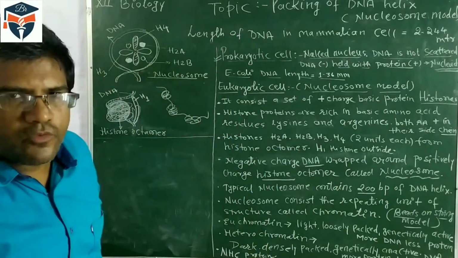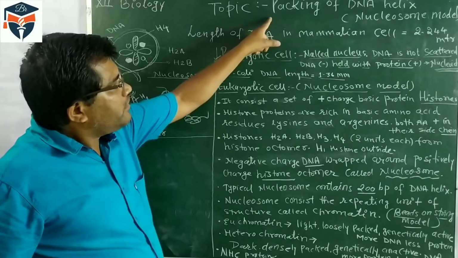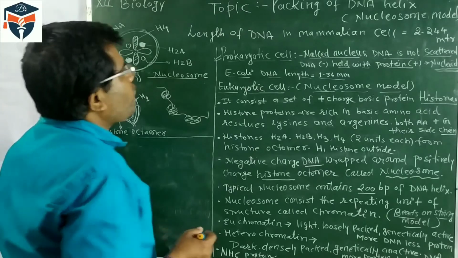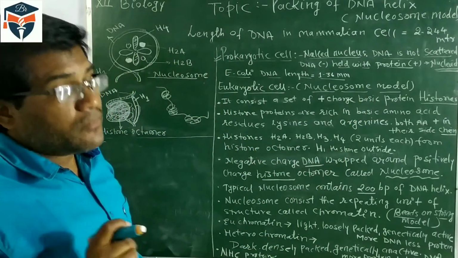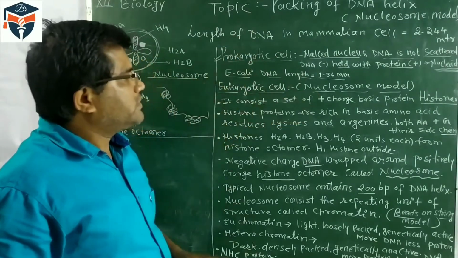Why is it called nucleosome? Now we are coming to how the DNA is packed in the eukaryotic cell. Number one, nucleosome model. If the question is asked, explain nucleosome model or packing of DNA helix, we should describe it in this way.